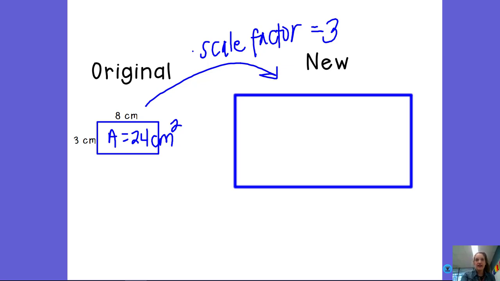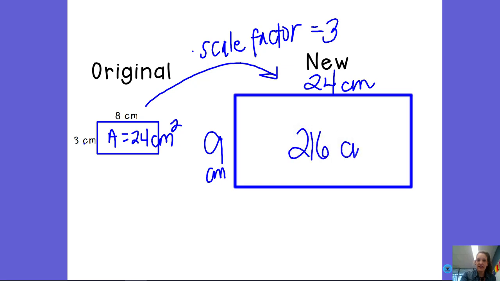So that new length, 8 times 3, is going to be 24 centimeters. And the new width, 3 times 3, is going to be 9 centimeters. So the new area of this rectangle is going to be 9 times 24, which is 216. Length times width, 216.